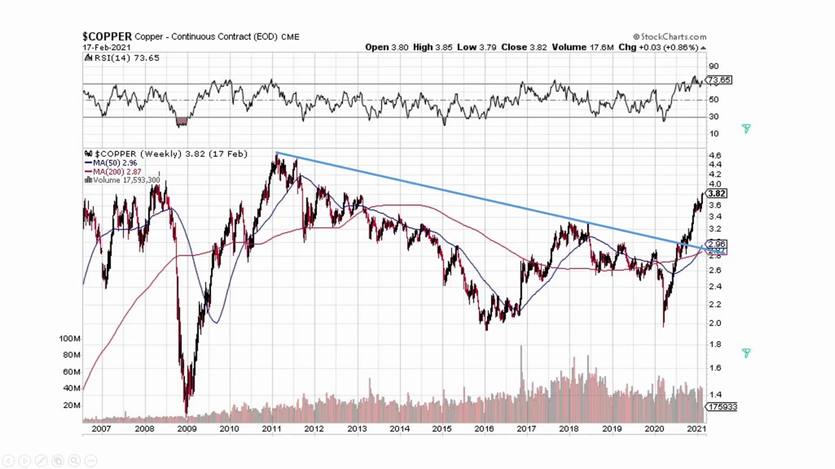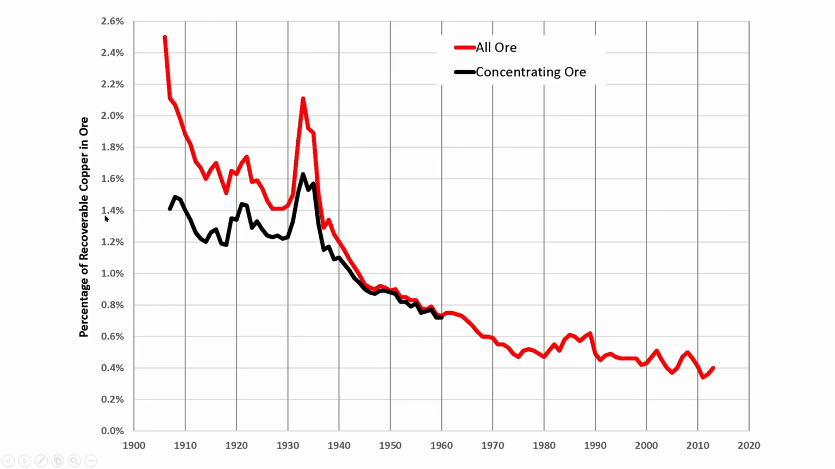This is what the copper price looks like currently. We have a broken downtrend and we're heading up higher pretty ferociously. So copper is looking excellent for investments. And one thing I want to point out about copper is this is the percentage of recoverable copper in ore. So this is declining ore grades over time. And what this means is it's just getting harder and harder to extract. We're getting less and less profitable mines, and the price has to increase in order for us to extract copper out of lower ore grades. That's basically what it means.